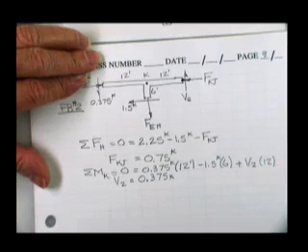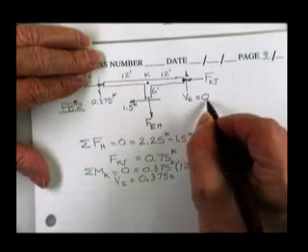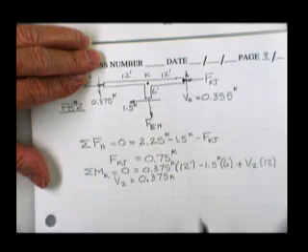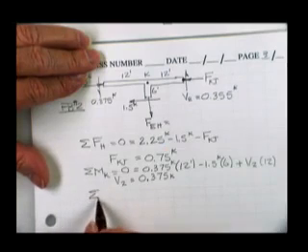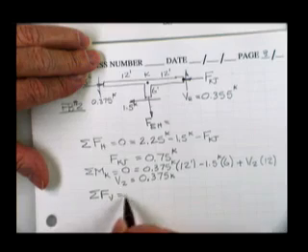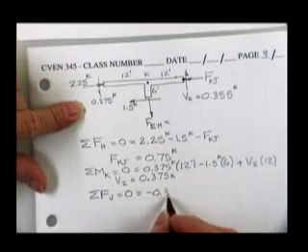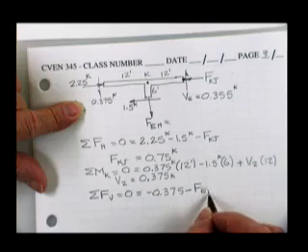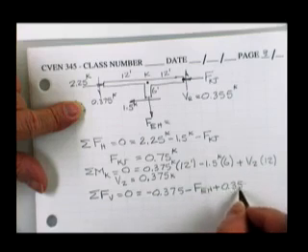All right. And finally, now that we know that, we'll list it, 0.375 kips. And F sub EH, we'll get that from the sum of the forces vertical is equal to 0, is equal to minus 0.375 minus F sub EH plus 0.355.